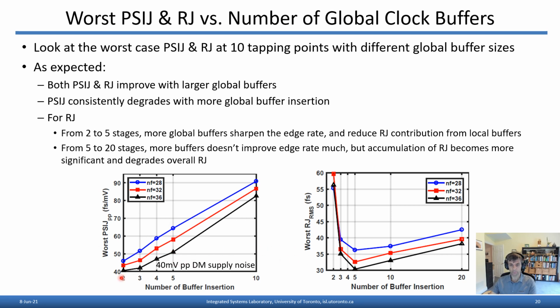We also see that PSIJ consistently degrades as we introduce more and more buffers, and that's because PSIJ can accumulate over more and more buffers. Each buffer, in a sense, introduces a little bit more PSIJ.